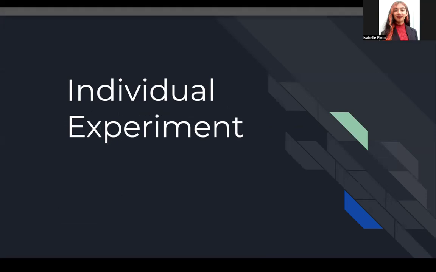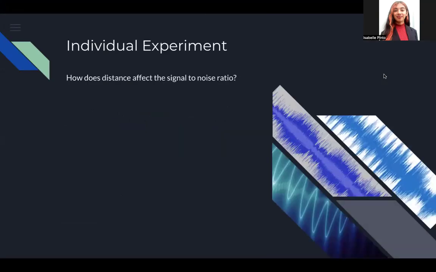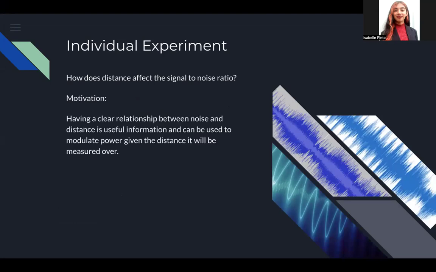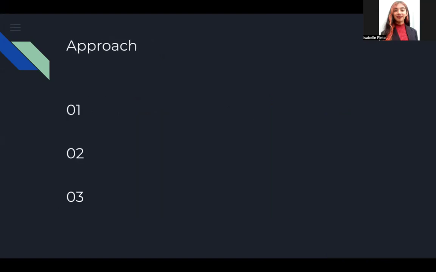Now let's move on to the individual experiment. I was curious how distance affects the signal-to-noise ratio. The motivation for this is that having a clear relationship between noise and distance will be helpful if you are trying to detect signals over a large distance. So the goal of the experiment was to find a relationship between SNR and distance and find a mathematical relationship if possible. To do this, I set the record length to 5,000 samples, the sampling rate to 25,000 samples per second, and the recorder to continuous.